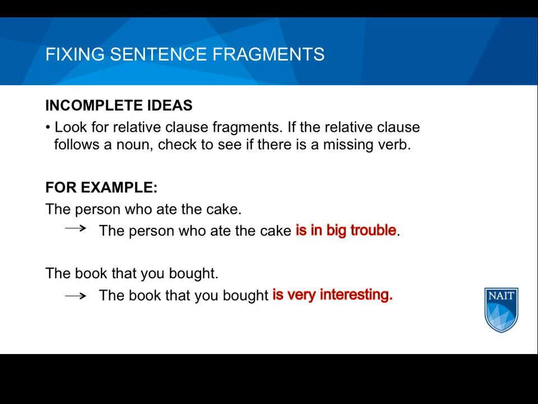So in the first example, we have the relative pronoun "who," and it follows the noun "person." Now here we've got the person is the subject, "who ate the cake" is a relative clause that's in the middle of the sentence, and we need another verb to complete that sentence. Likewise, in the second sentence, the book is the subject, then we have "that you bought," this is the relative clause, starting with the relative pronoun "that." So we need to finish that sentence by adding in another verb. "The book that you bought is very interesting."